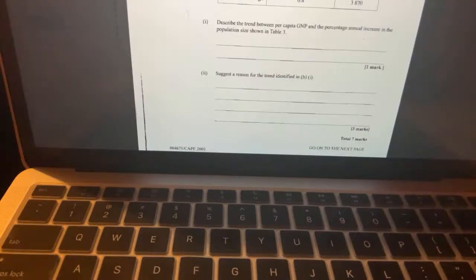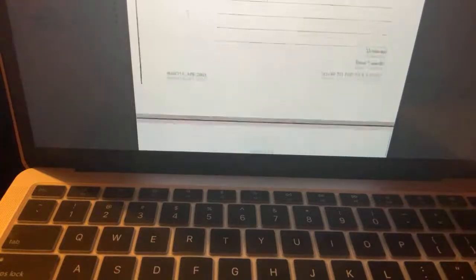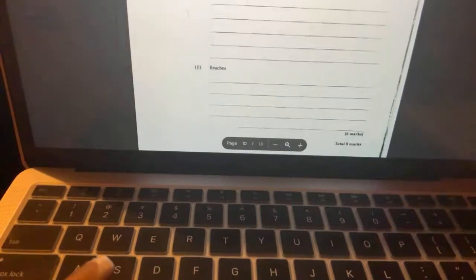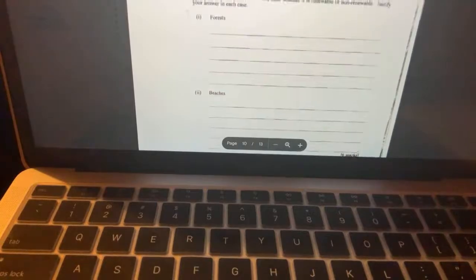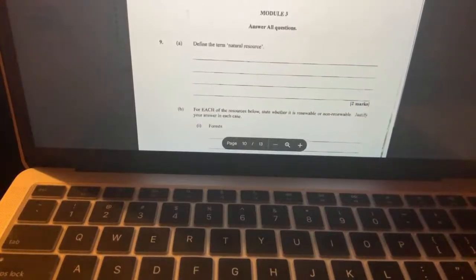Let's see. All right, good job, Wordy. Good job. Let's aim to finish this paper. I think this is the last one. Natural resource. Everybody can attempt this one. What is natural resource? Type your answers in the chat.